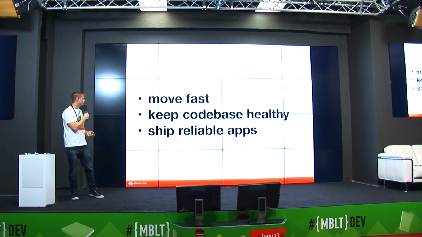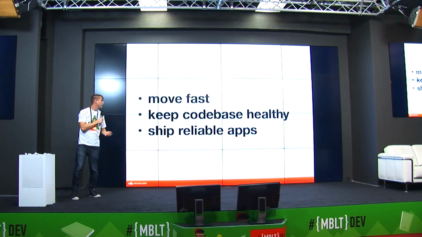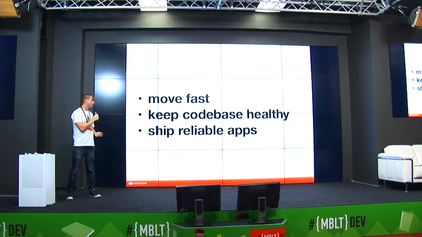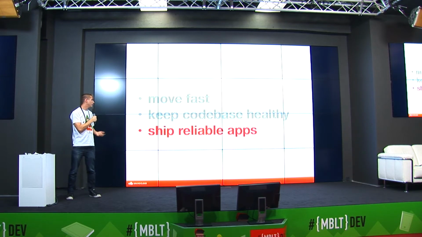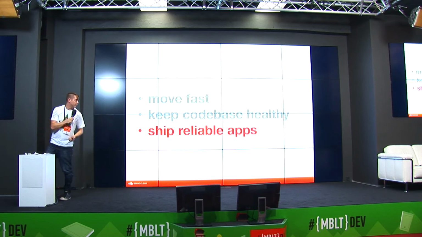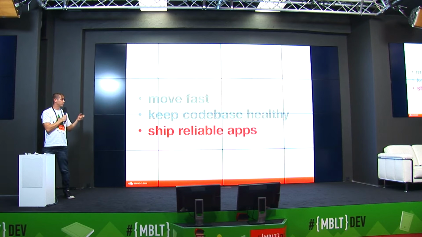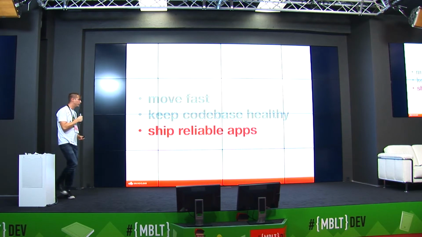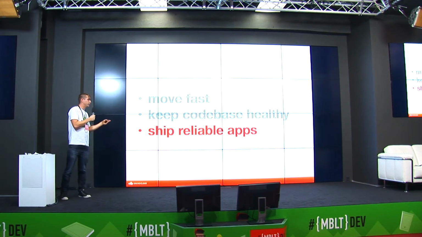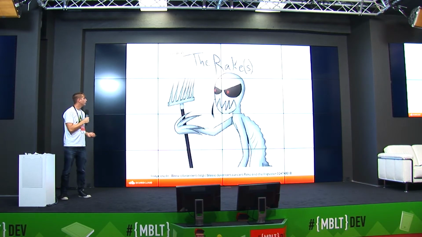So yeah, I covered a little bit of this already, but we move fast, hopefully keep the code base as healthy as possible, and ship reliable apps. That was a really core goal for moving towards a CI approach: we didn't want to get into a state again where we have a house crumbling down with rotten foundations that we can't fix. We want to be sure that we're always shipping something that's high quality and reliable.